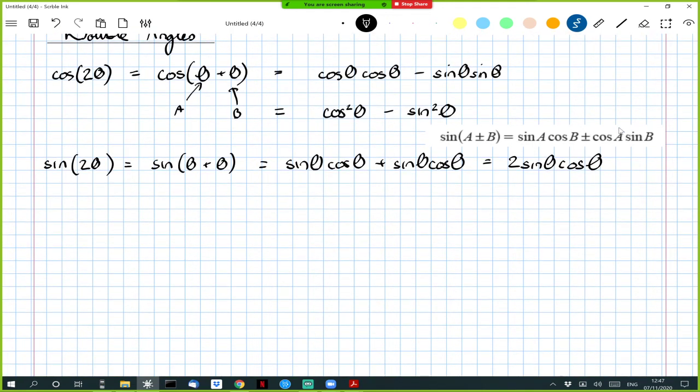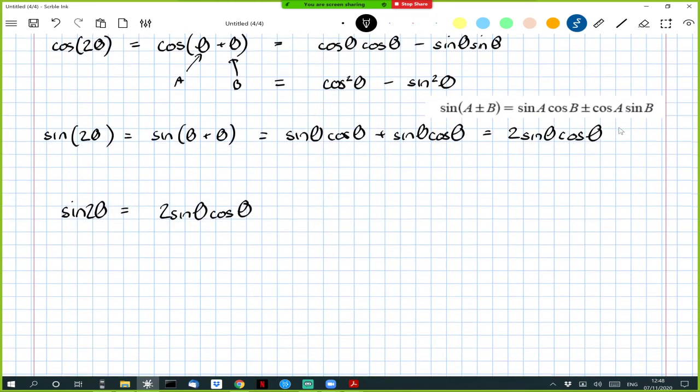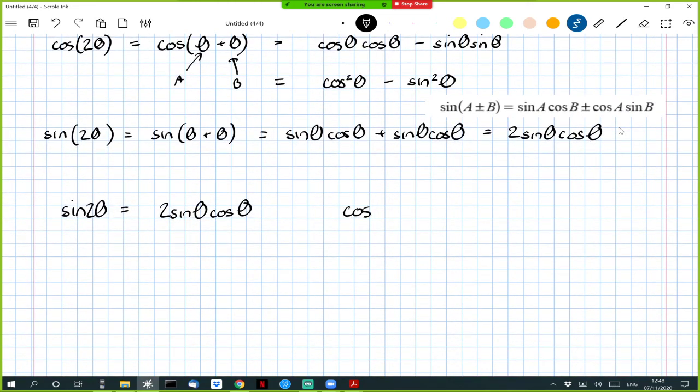So now I'm going to do a little bit of a summary without proof of the formulae that you need to know. So we need to remember that sine of 2 theta equals 2 sine theta cos theta. We need to remember that cos of 2 theta, as we did prove above, is cos squared theta minus sine squared theta.